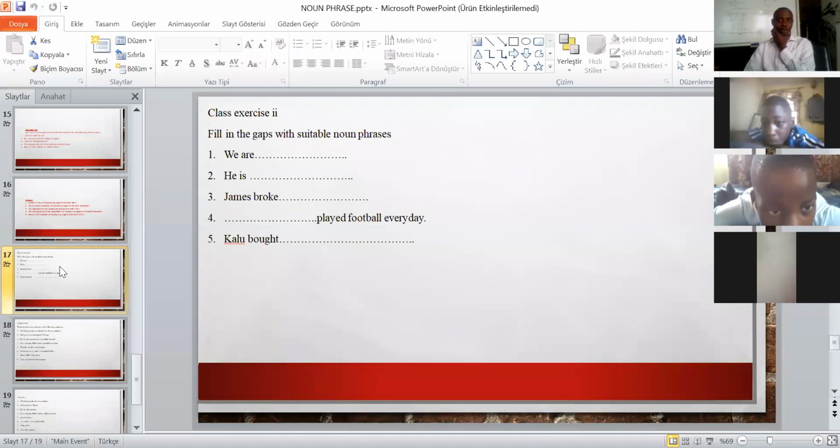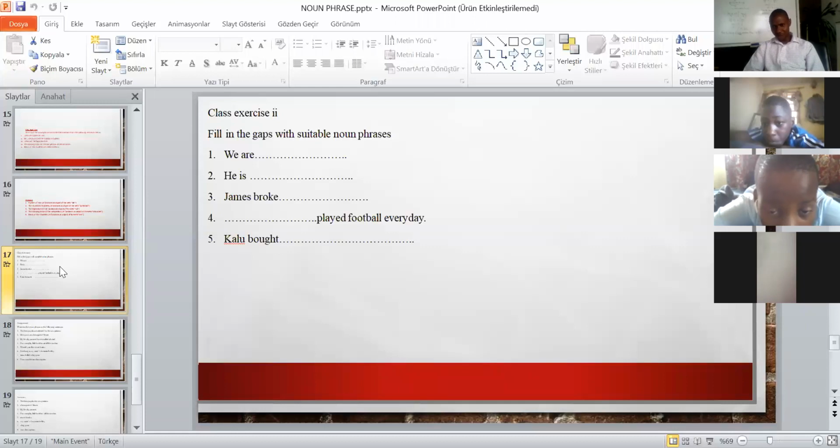Playing football. No, I won't take that. Araolua, I won't take that. A plate of rice. Kalu bought a plate of rice. That's correct. Stupid boy, all right, is a noun phrase. Best football player is a noun phrase. To work is a noun phrase. At a concert is a noun phrase. A madman is a noun phrase.